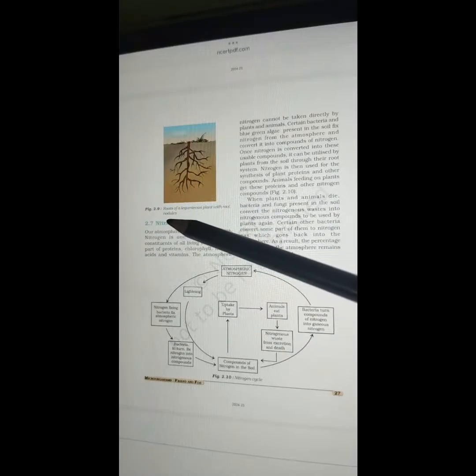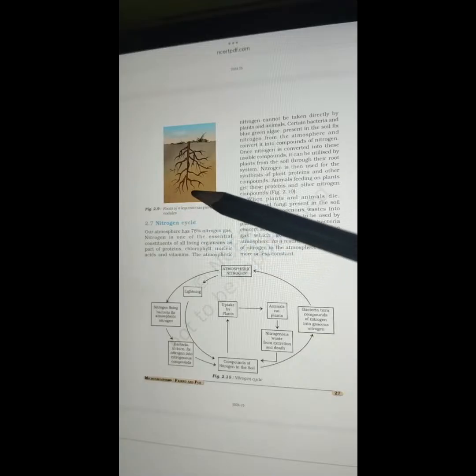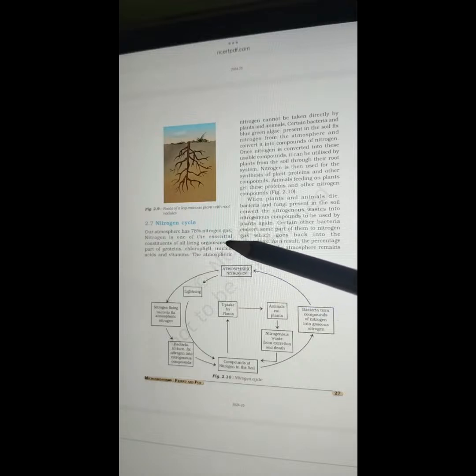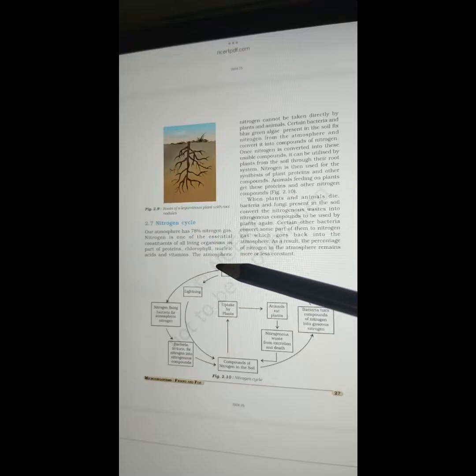Figure 2.9, roots of a leguminous plant with root nodules. 2.7 Nitrogen cycle. Our atmosphere has 78% nitrogen gas. Nitrogen is one of the essential constituents of all living organisms as a part of proteins, chlorophyll, nucleic acids, and vitamins. The atmospheric nitrogen cannot be taken directly by plants and animals.